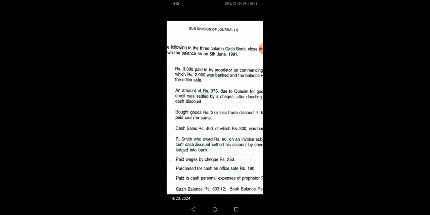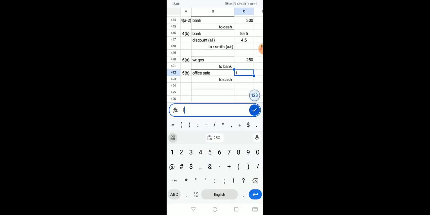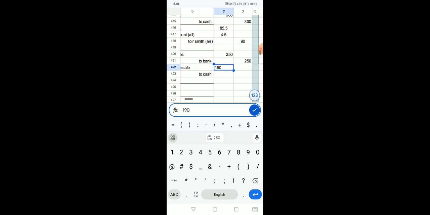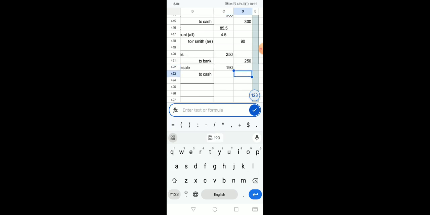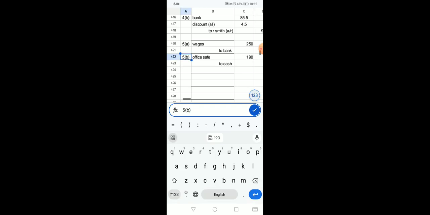You have bought office safe. Office safe is coming in. Cash is going out. Being an asset, cash is decreased. Decrease in asset should be mentioned on credit side. So you have mentioned cash on credit side. How much is the amount of the office safe? Here you can see it is 190. So you will mention 190 on debit side, and the same amount you are supposed to write on credit side. Here is your 190. 5B is completed.